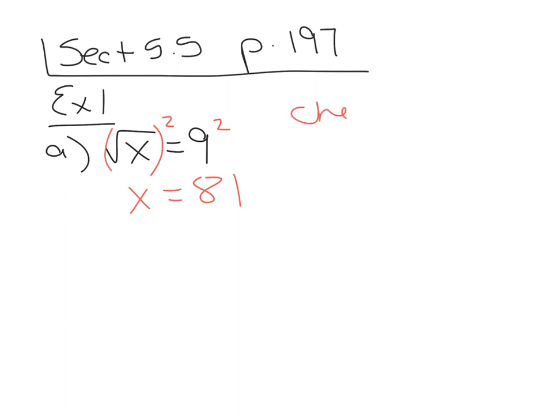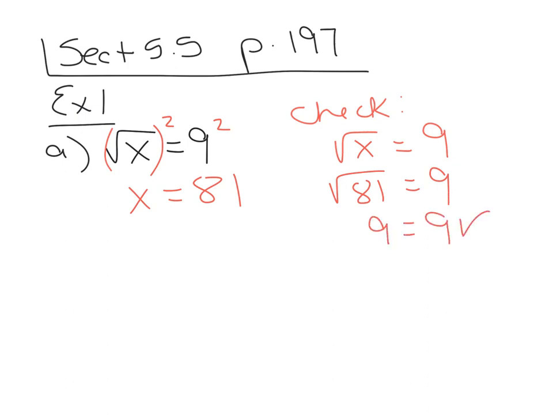Now, it is imperative that you check these, because sometimes you get what's called extraneous solutions that actually don't satisfy the equation. So you rewrite the original equation, you substitute your 81 underneath, right where the x is, and you see if it makes a true statement. Well, it does make a true statement, so this is a good solution.